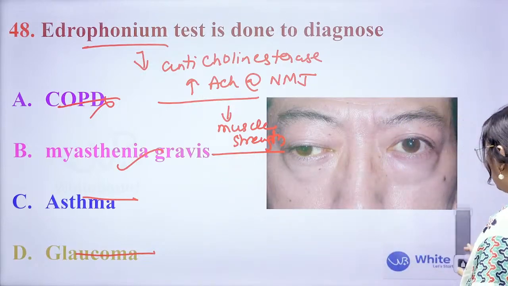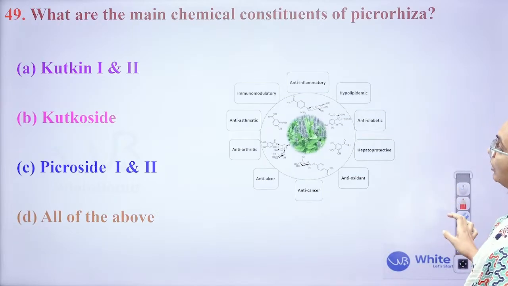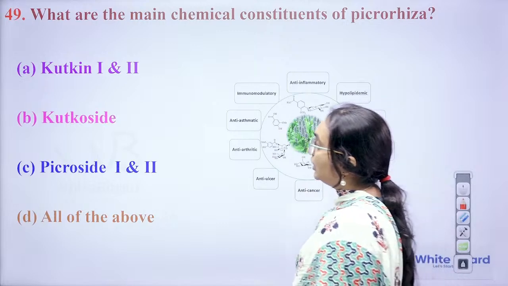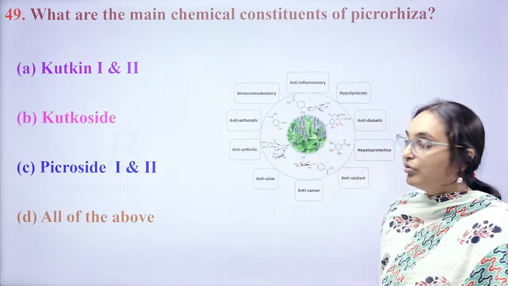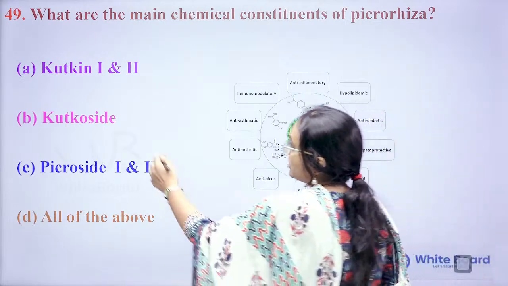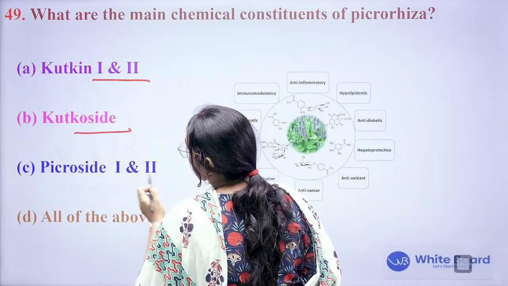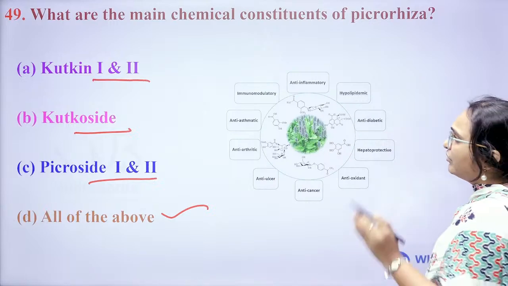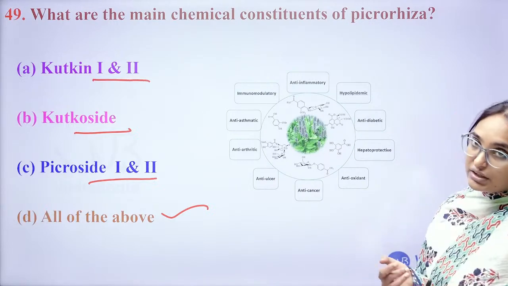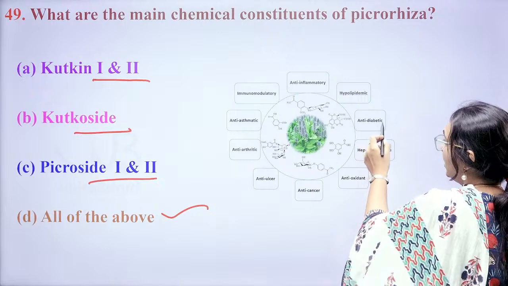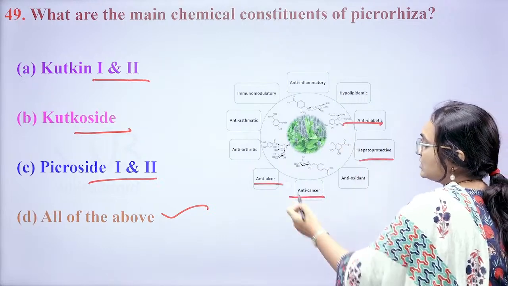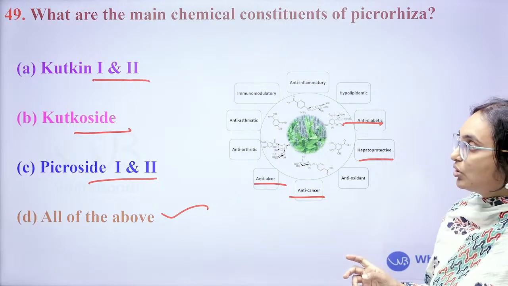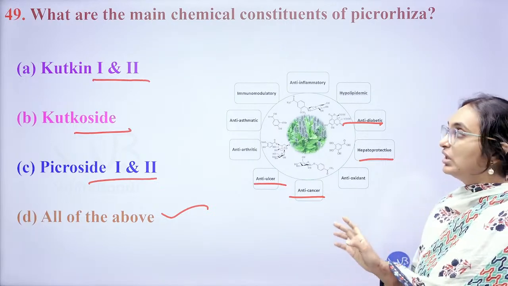Question 48, option B. What are the main chemical constituents of picroriza? Picroriza consists of Kutki chemical constituents: Kutkin 1 and 2, Kutkoside, Picroside 1 and 3. All of the above is the answer. It has various applications like anti-ulcer, anti-asthmatic, anti-diabetic, antioxidant, anti-cancer. All these are the applications for picroriza, which consists of the chemical constituents of Kutki.